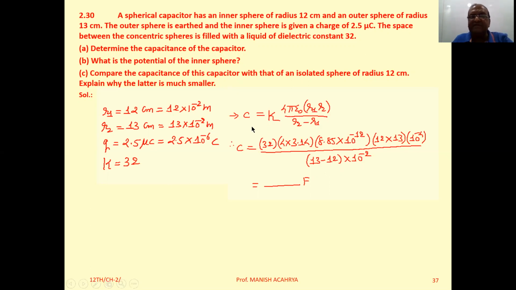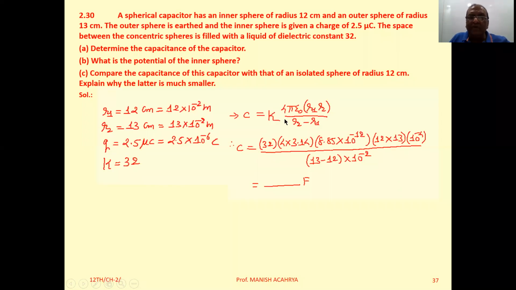We have the capacitance for a spherical capacitor, that is 4 pi epsilon 0 into R1 R2 upon R2 minus R1. But now between these two spherical shells, a liquid of dielectric constant K is introduced. So capacitance becomes K times. So it is multiplied by K. Now substitute all the values.